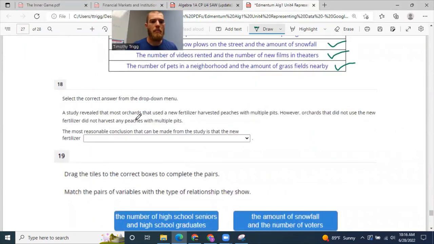A study revealed that most orchards that use a new fertilizer harvested peaches with multiple pits. However, orchards that did not use the new fertilizer did not harvest any peaches with multiple pits. The most reasonable conclusion that can be made from the study is that the new fertilizer is correlated and causes more pits.